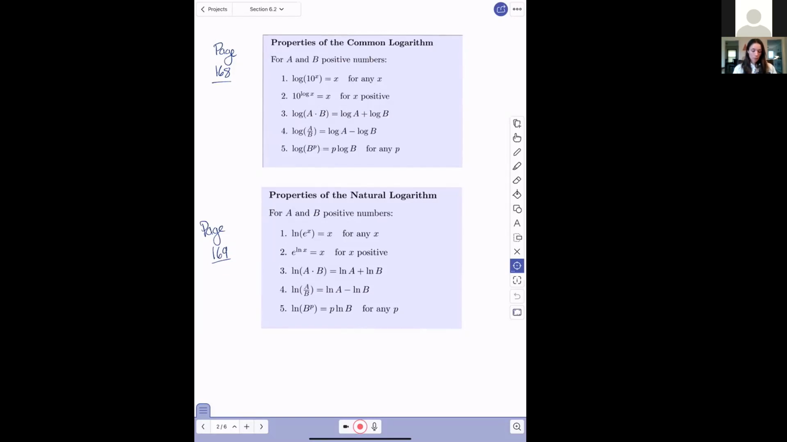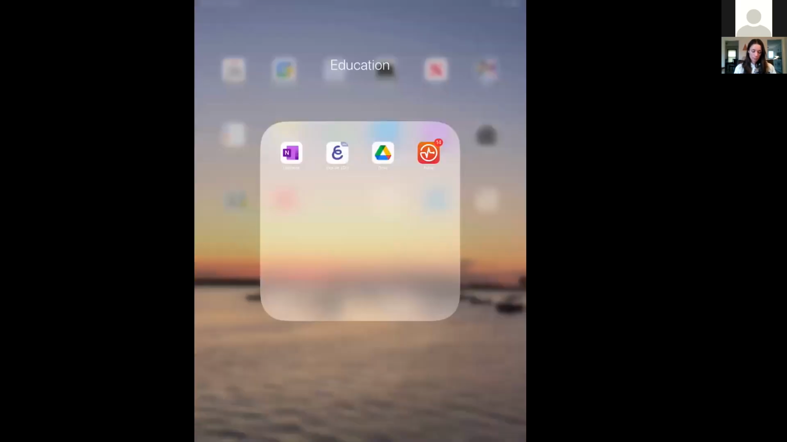But an important thing to notice is that once you understand one of the sets of properties, the other one is exactly the same. So what this first one is saying is if you take the log of 10 raised to the power x, that's equal to x. Similarly, if you take the natural log of e raised to the power x, that's just equal to the power x. The opposite of that is also true. If you have 10 raised to the power of log x, that's equal to x. And similarly, if you have e raised to the power of ln x, that's also equal to x, for any positive x. So it's important to notice these conditions on the side.